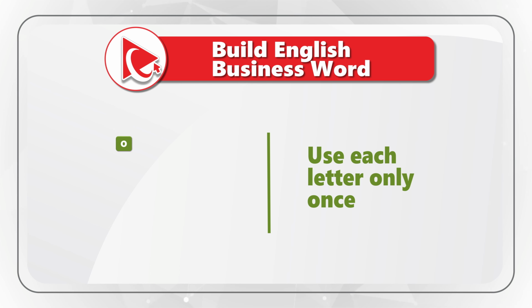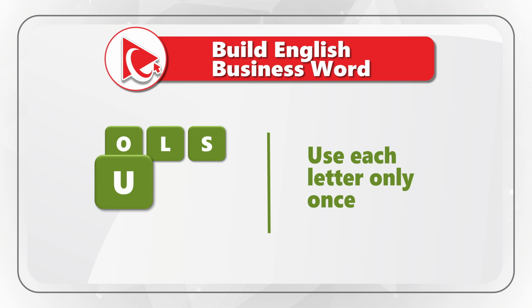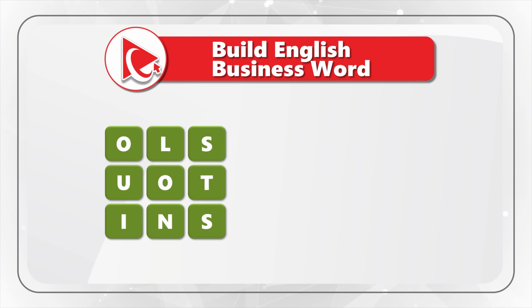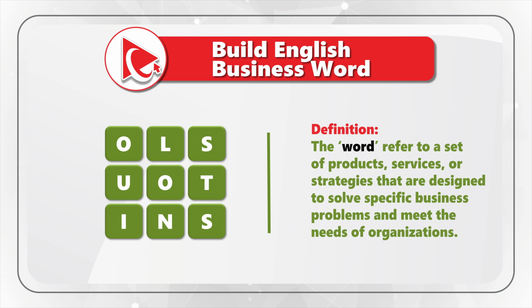The letters are O-L-S, U-O-T, I-N-S. Take a close look to see if you can construct an English business word. I am going to give you a quick hint. The word refers to a set of products, services, and strategies that are designed to solve specific business problems and meet the needs of organizations.